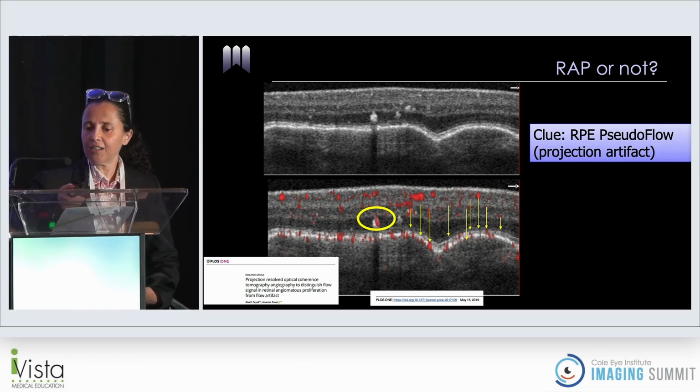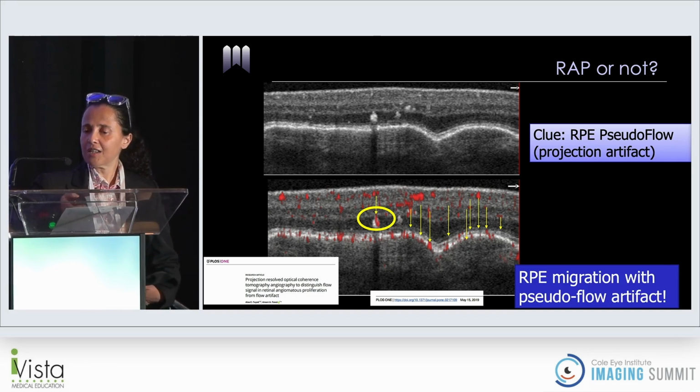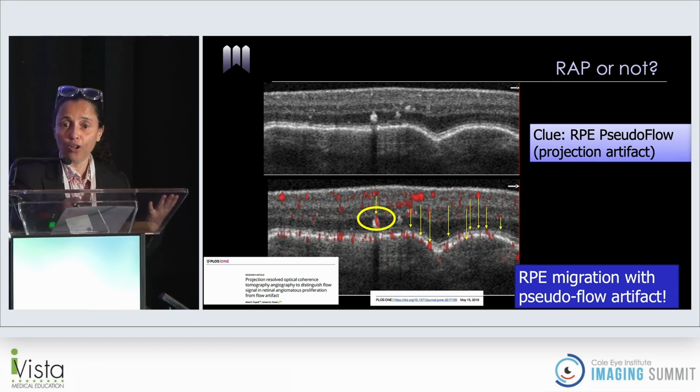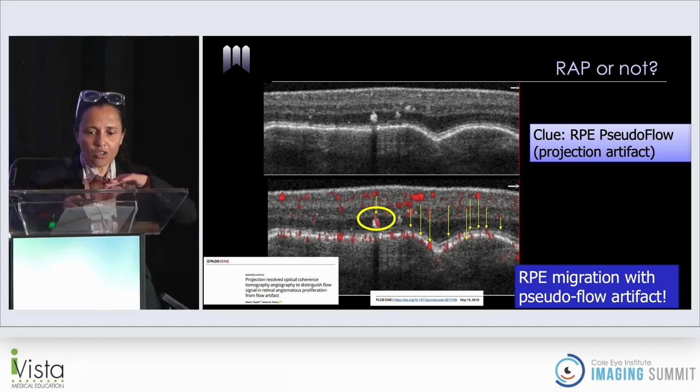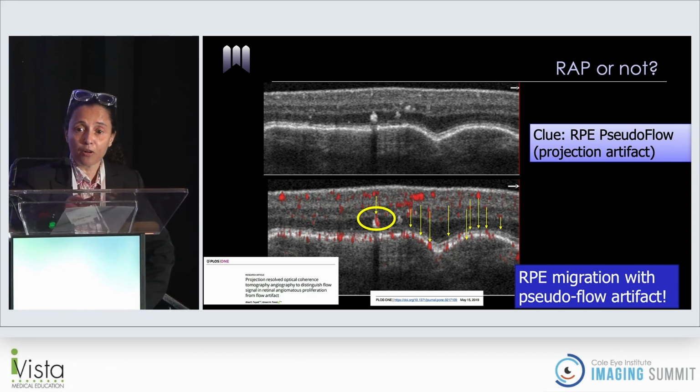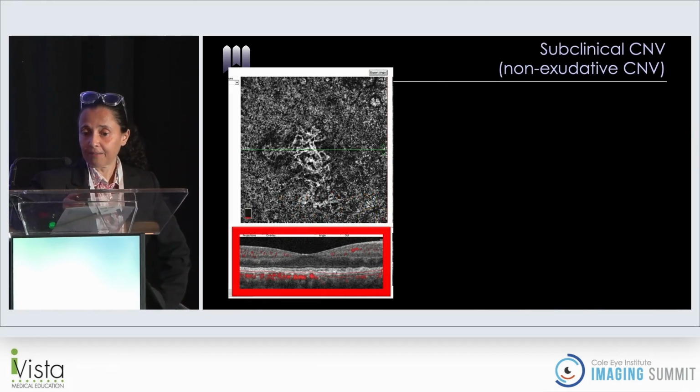So this is a very artifactual scan, and at the same time, this is an artifact too. This is just a hyperreflective foci with pseudoflow. So if you look at the RPE and you see this continuous flow on the RPE, that tells you this is a flow projection artifact. And you can't trust most of the flow in the scan, especially if it's in a hyperreflective spot like this.